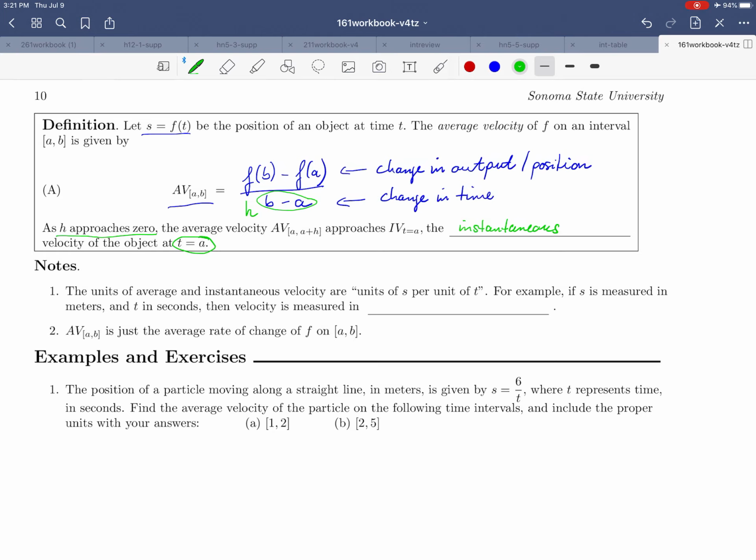Now the units of average and instantaneous velocity are the units of s per unit of t. So the units of our position divided by units of time. So for example, if s is measured in meters and t is measured in seconds, then the velocity is measured in meters per second. Or we could also write that as meters per second.